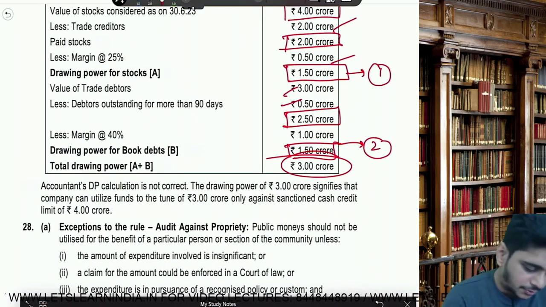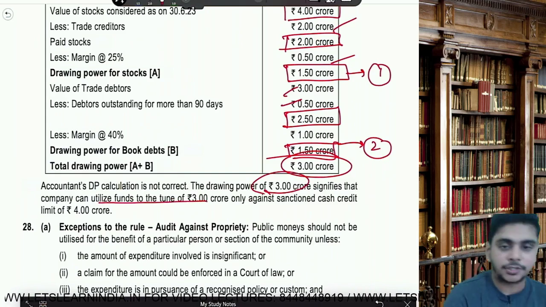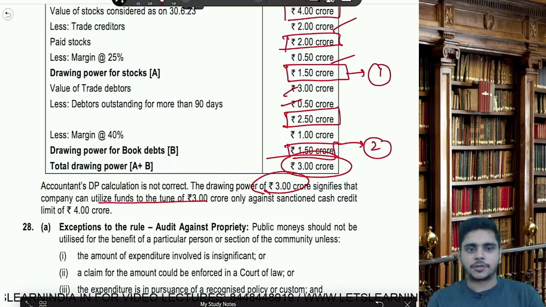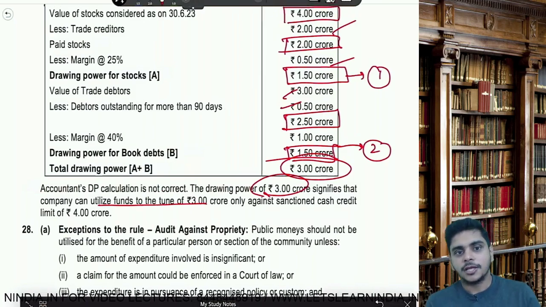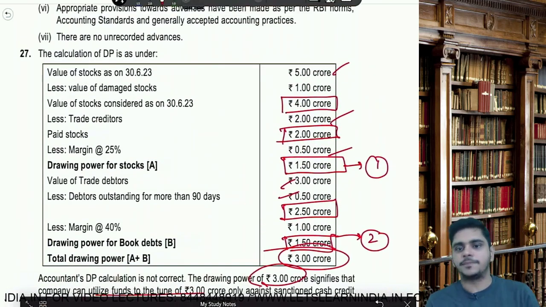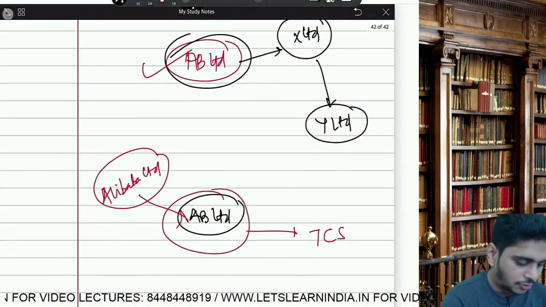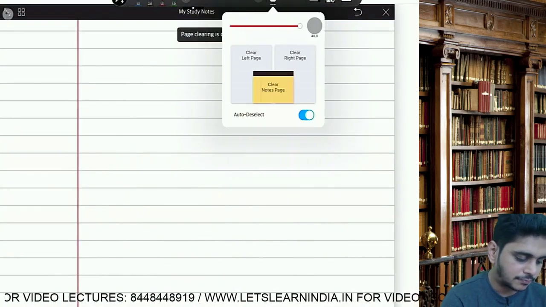The drawing power of 3 crore signifies that the company can realize funds up to the tune of 3 crore only against the sanctioned credit of 4 crore. So sanction is 4, but we can use only 3 crore because this is our drawing power. Understood? Calculation may come in the exam. So please carry a calculator in the exam. Important question. So what we do? We note down all the important questions here.